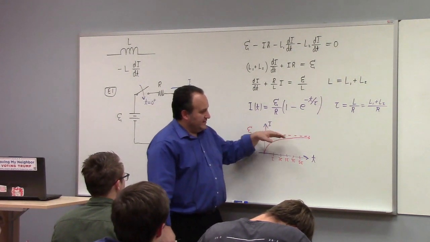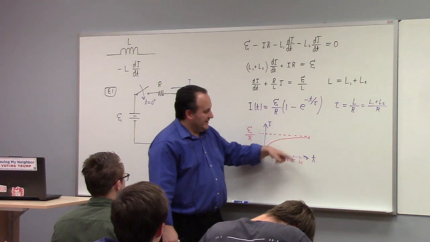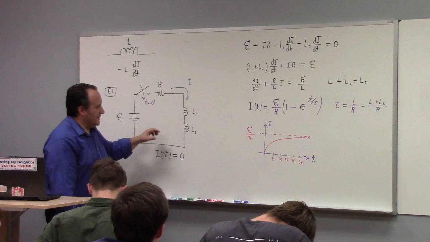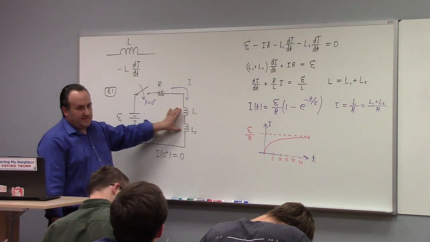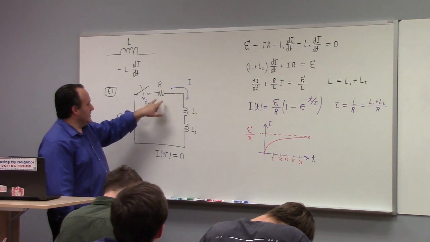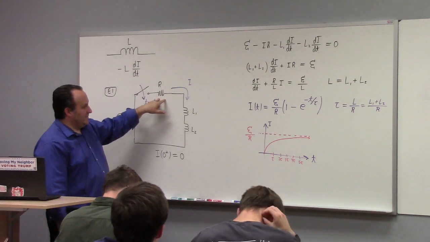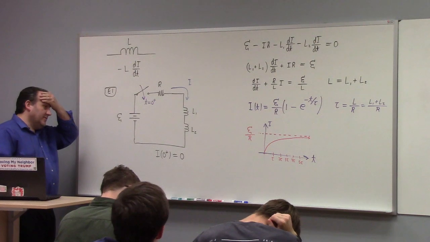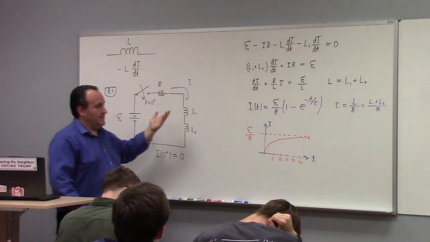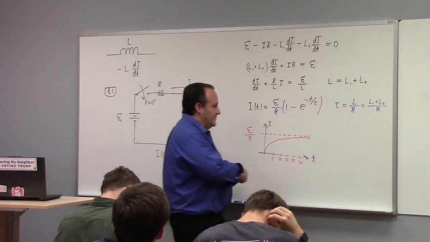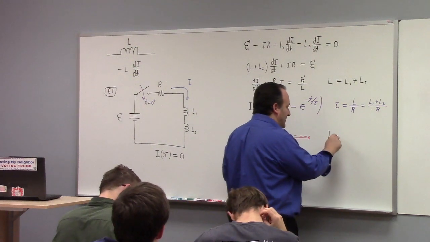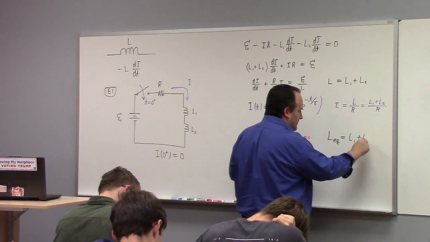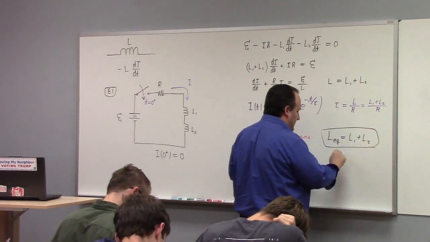So after 5 time constants, you're 99.5% of the way to the steady state solution, right? At the limit, as time goes to infinity, the inductors behave like a short circuit, right? The total current is just the voltage divided by the resistance. It's essentially Ohm's law for a single resistance, right? So in short, as foretold to me by you guys, the equivalent inductance is in fact L1 plus L2 in the case of series, right?